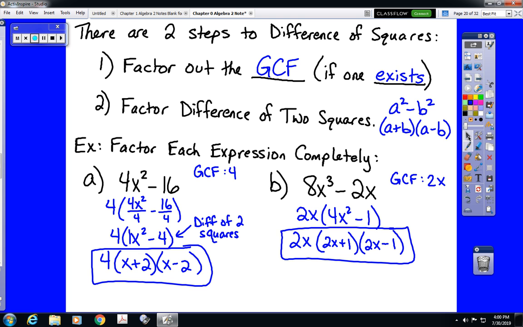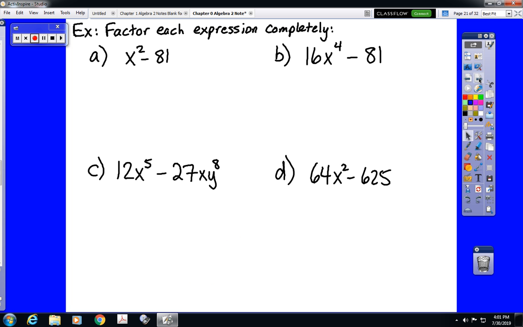We're going to go through some more examples on the next page, but this is the shortest video. So after we go through these 4 examples, we'll end the second video and move to what is probably the longest video, which is trinomial factoring. Here are 4 more examples of difference of two perfect squares.